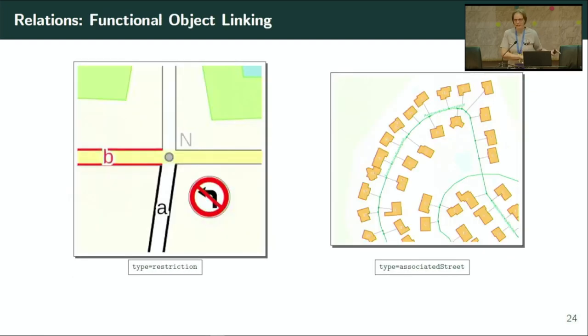There are other types of relations which we use a lot, but they're not really about building a complex object. They're more about linking two different objects in their function. That's the turn restriction, where you say, okay, I can go from one street to another. And also the associated street relations, where you say this house number is actually a number for this street. So we leave this out a little bit.